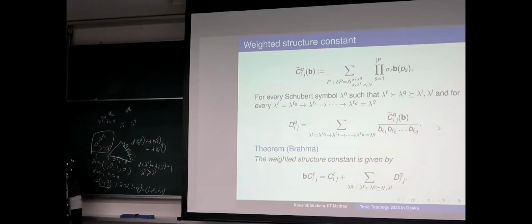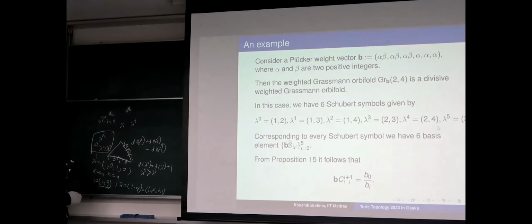And then the weighted structure constant is given by C_ijl plus the summation over all q, those between lambda l and lambda i, j. We will take the sum over this d_qij. Okay, maybe this is a little confusing, so I will give some example here.